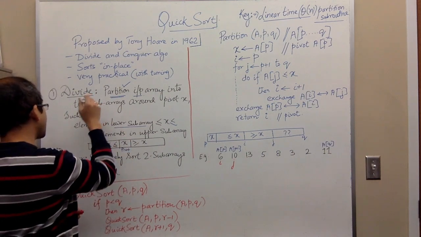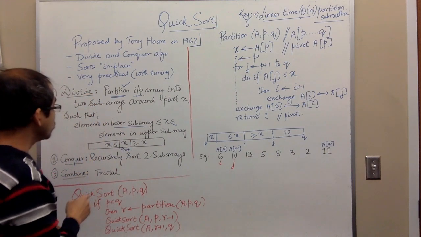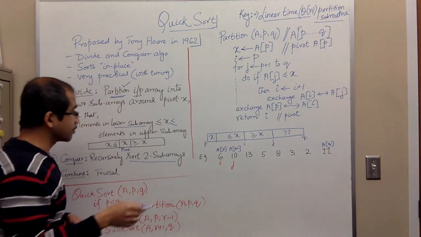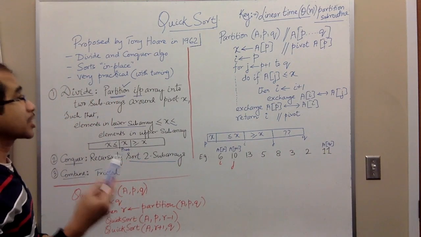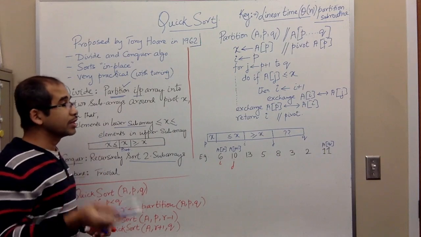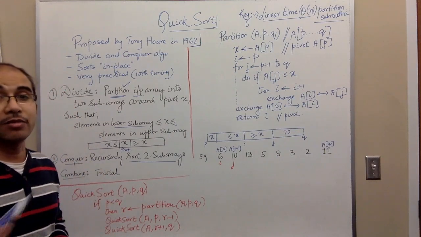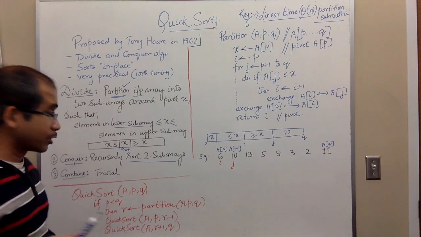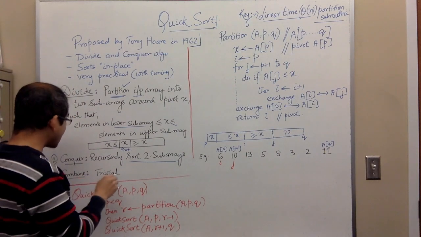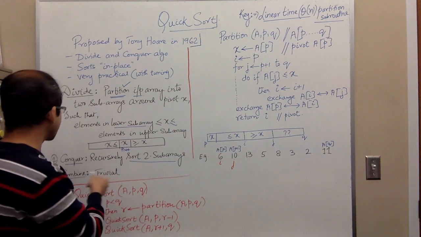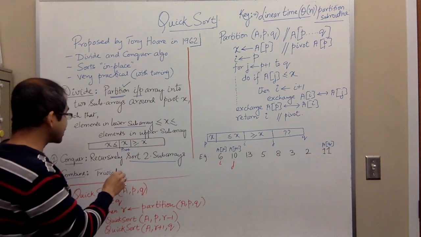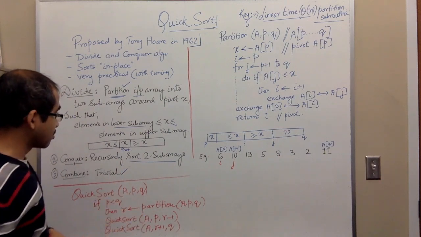After divide, the next step is the conquer. You recursively sort the two sub-arrays. I'll show you how you recursively sort the two sub-arrays. Actually, the partition procedure itself will continue recursively many times until the array is completely sorted. I'll show you with an example. Now the combine: there is nothing to combine because at the end of the conquer procedure, the array is already sorted. So the combine is trivial, just in name.